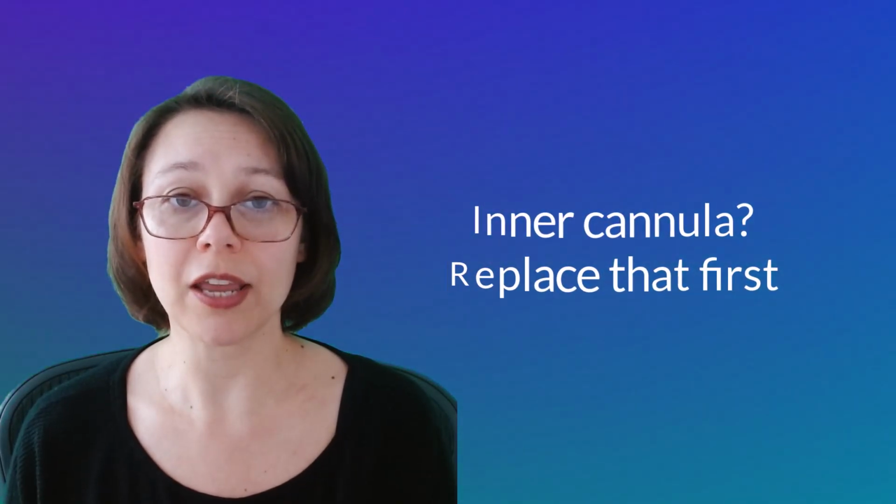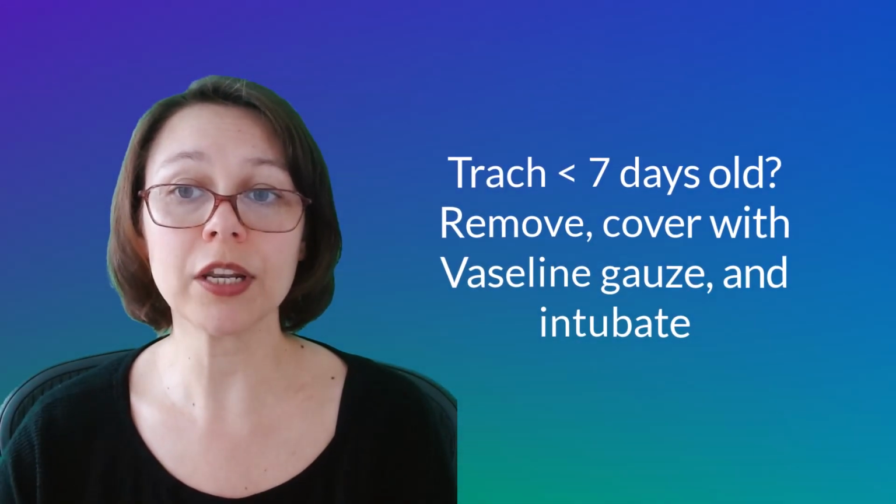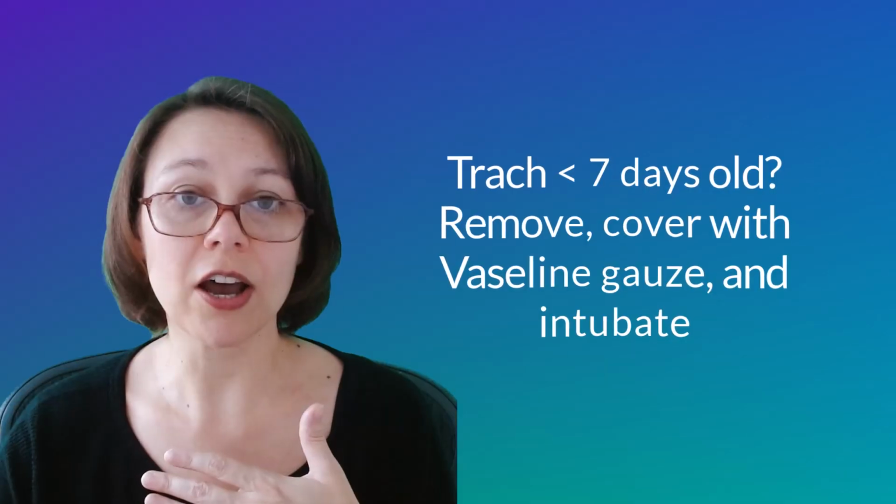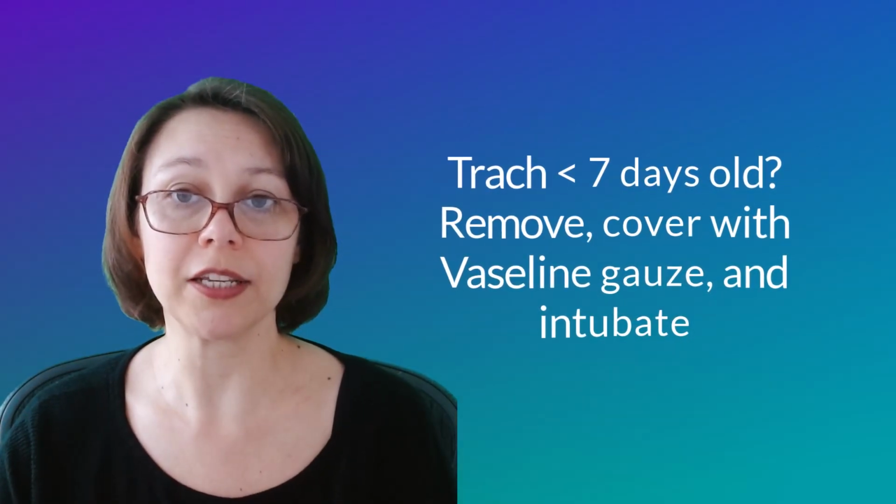If there is no inner cannula, you can replace the trach tube with an obturator if it has been at least 7 days since its initial placement. However, when the trach is very new, it needs to be replaced by the surgeon. In these cases, you should remove it, cover the stoma with Vaseline gauze, and consider intubation with an ET tube, particularly if ventilation remains something that needs to be critically addressed and the physician is not immediately on hand.